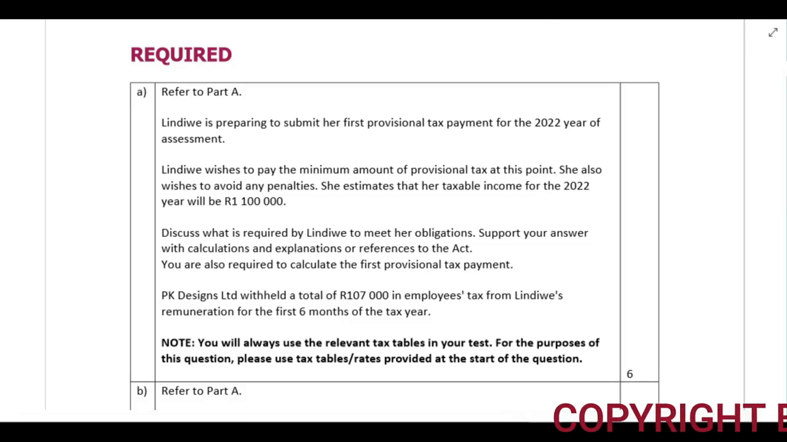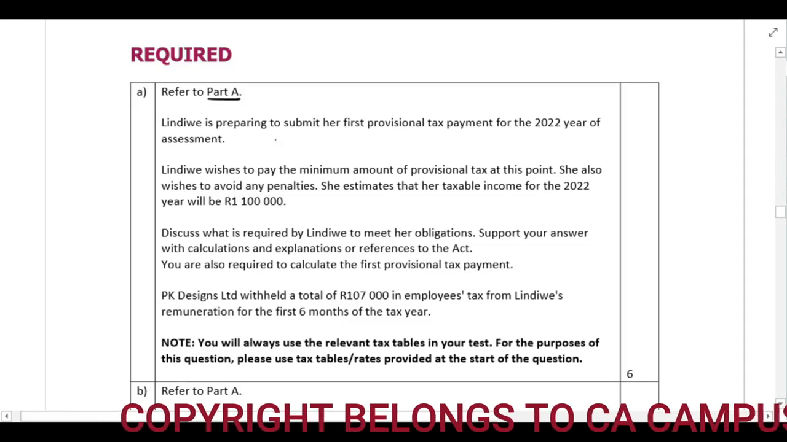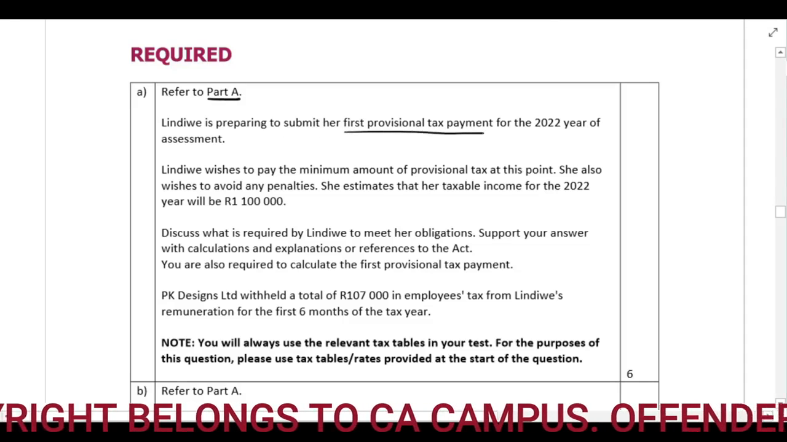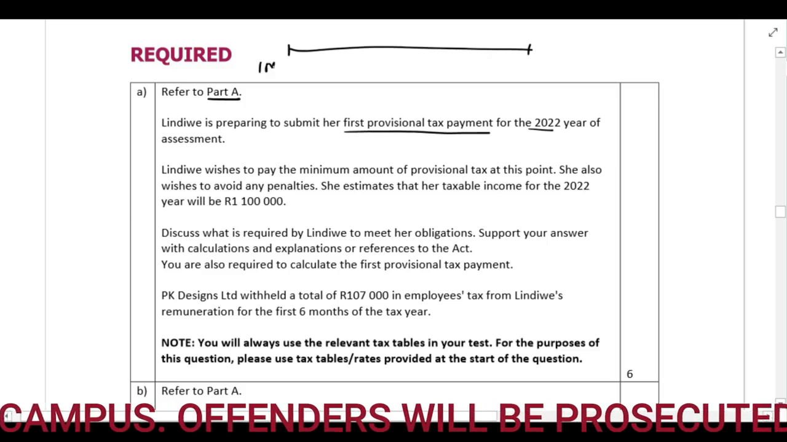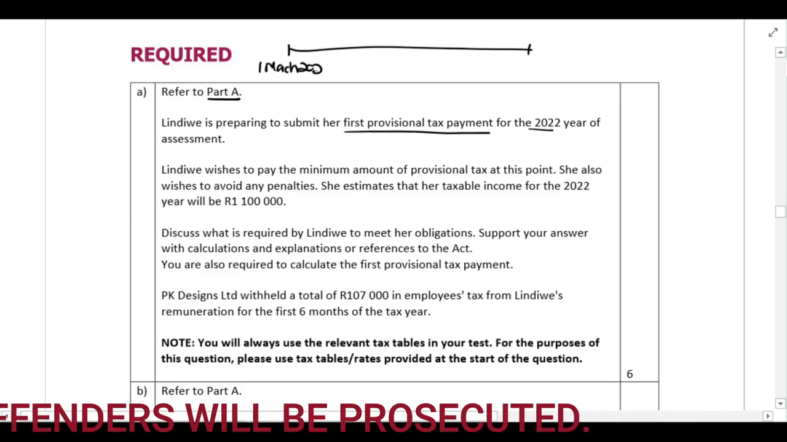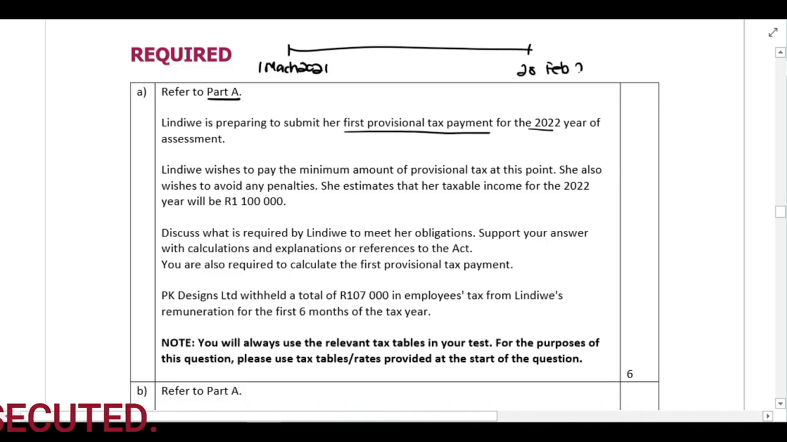Okay, so let's look at part A of the required. It says, refer to part A. Lindiwe is preparing to submit her first provisional tax payment for the 2022 year of assessment. So if the tax year for 2022 runs from the 1st of March 2021 to the 28th of February 2022, remember the first provisional tax payment is 6 months into the year, so 31 August 2021.